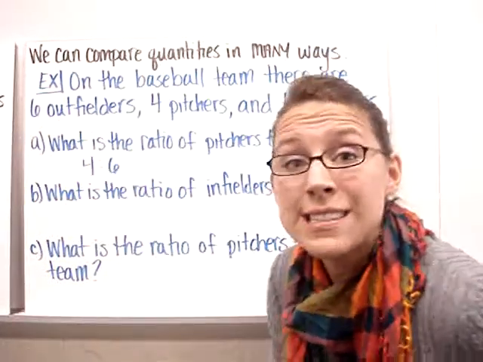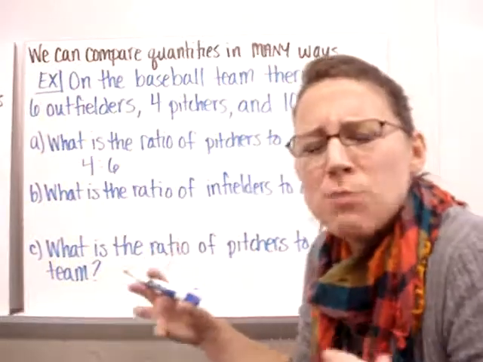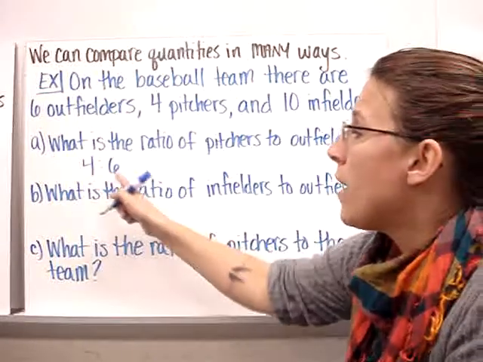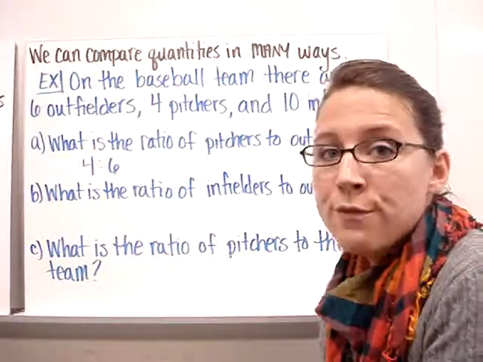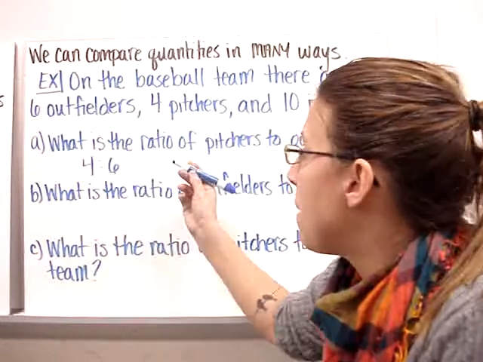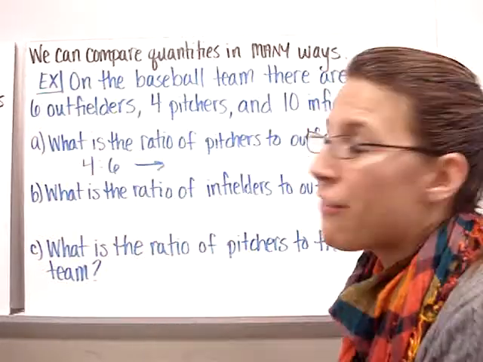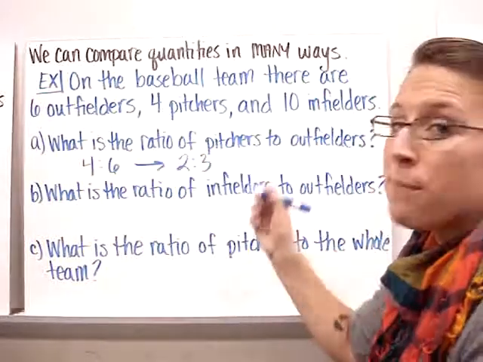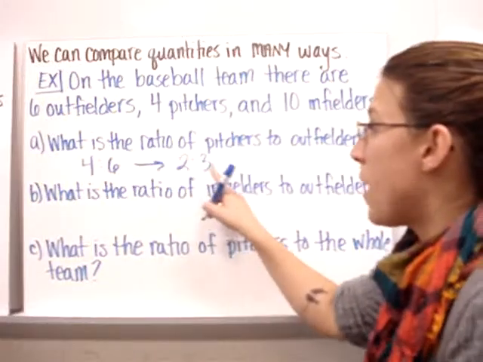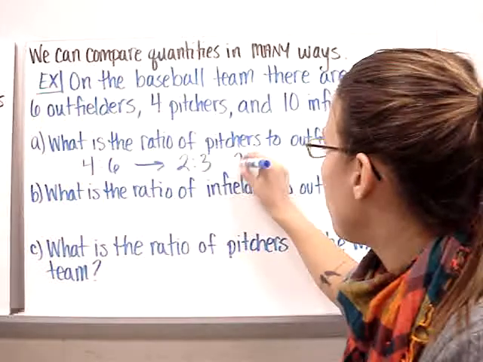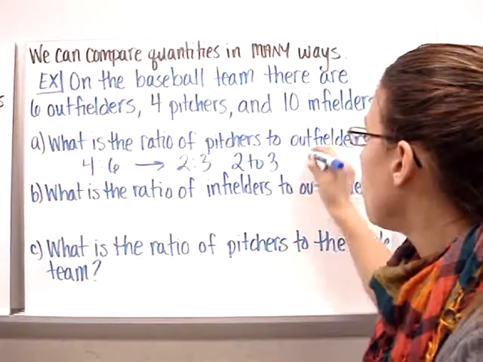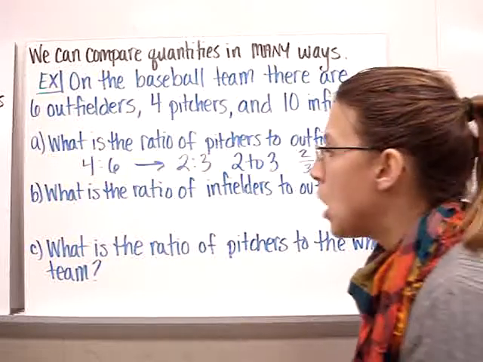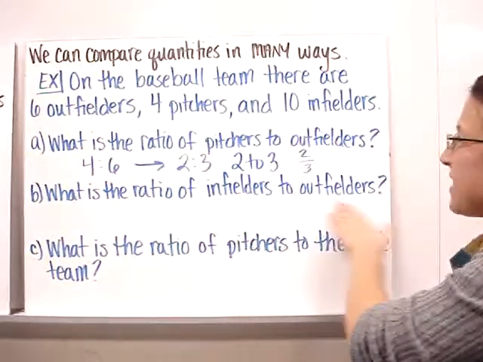Now, this is correct. However, I can simplify it if I wanted to know what my smallest groups could be. 4 and 6 share a factor of 2. So if I divide both of them by 2, my simplified ratio would be 2 to 3. Remember, you can write this in 3 ways. You can write it with the colon, you can write it with the word to, or you can write it in fraction form.